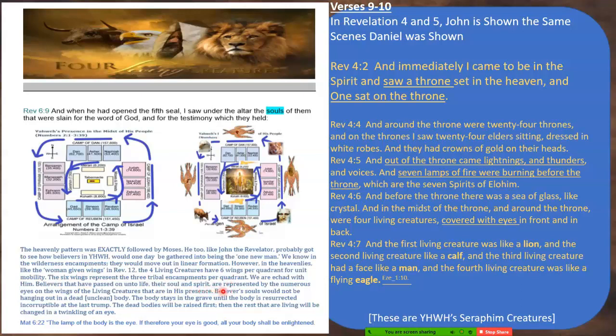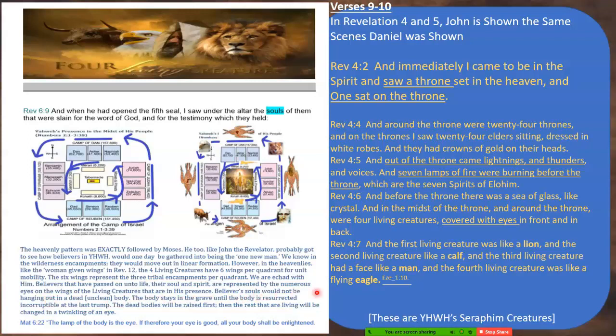Their soul and spirit are represented by the numerous eyes on the wings of the living creatures that are in his presence. Believers' souls would not, as I understand it, and I know this is one of those double-minded topics among believers that can trigger one another, and I don't want it to trigger anybody. I want to just explain my understanding so that we can come together and reach agreements on this, but see this pattern that is connecting, and I'll connect all of this to Daniel chapter 7.